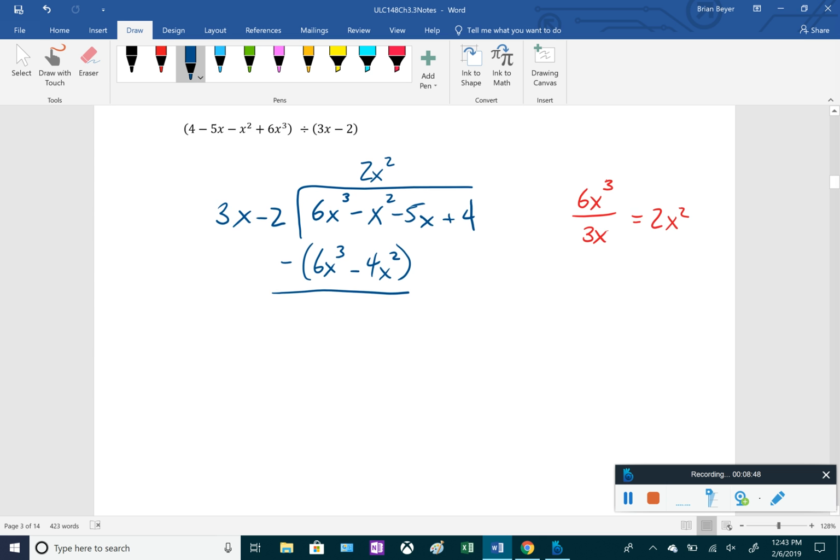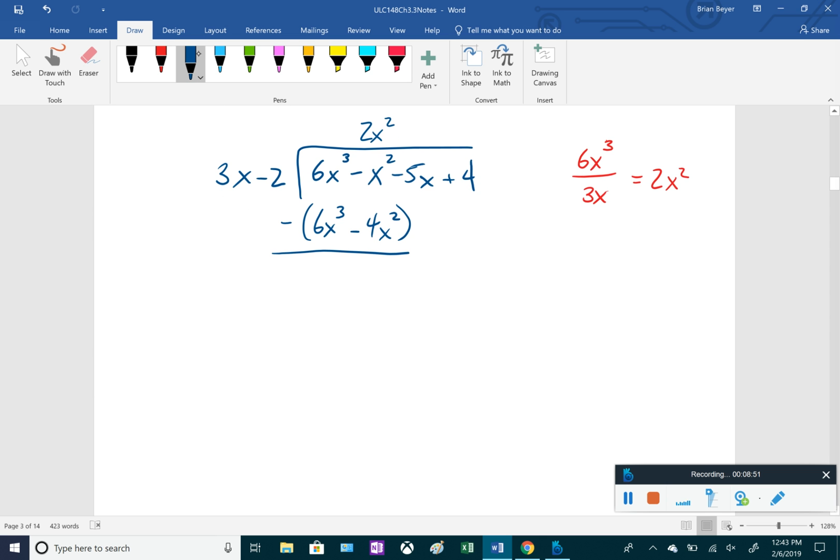Okay, and then we're going to subtract these. So it's going to be negative x squared minus negative 4x squared. That's negative x squared plus 4x squared, which is 3x squared. So the x cubed terms canceled off, as they always will. We're going to bring down these other ones. And then we're just going to do it all again.